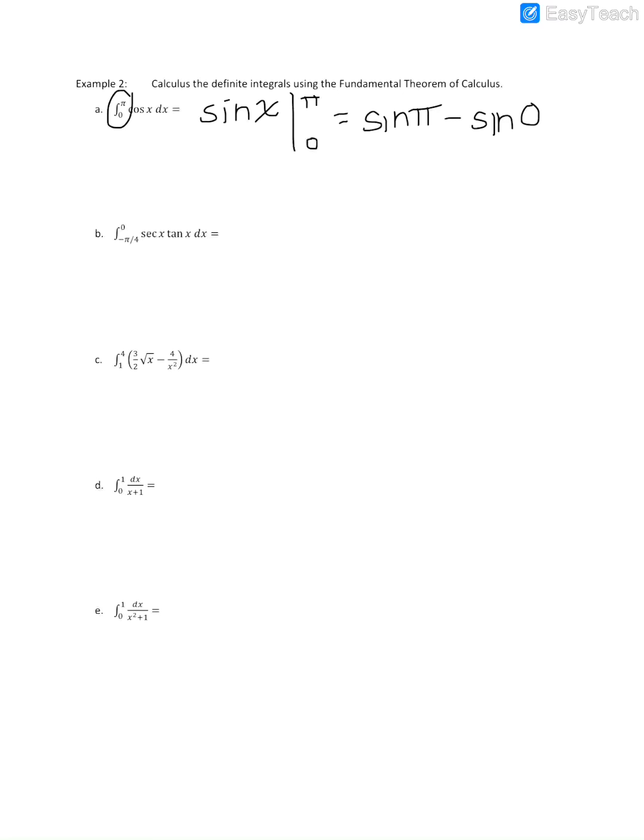All right, so now we just need to evaluate this. Okay, so the sine of pi, that's actually 0. The sine of 0 is also 0, so my answer is 0.